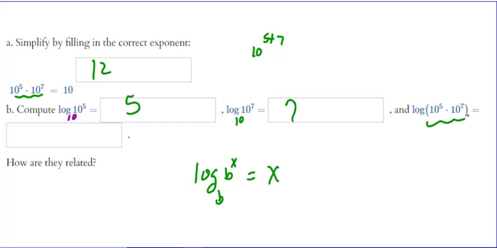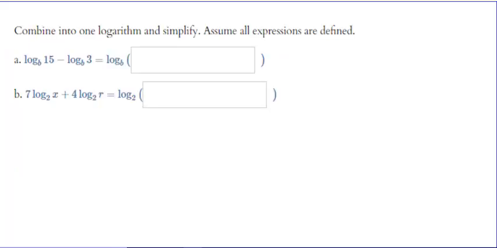And then if we're looking at something like this, then actually we're looking at log of 10 to the 12th, right? So how are they related? They're related by properties because they're inverses of one another. One more, and then we'll be done with part 1, and you'll have enough to chew on before you begin part 2.